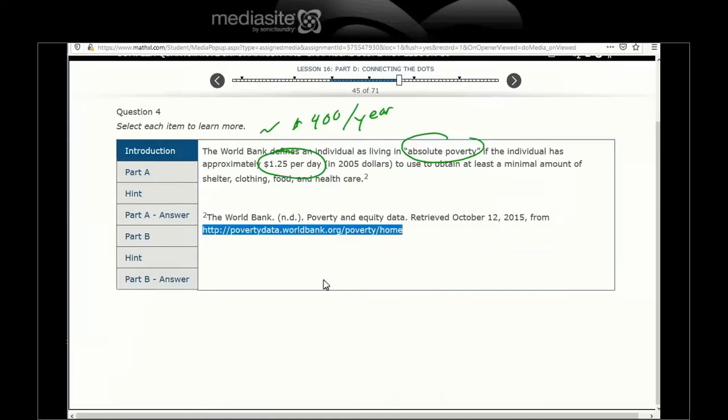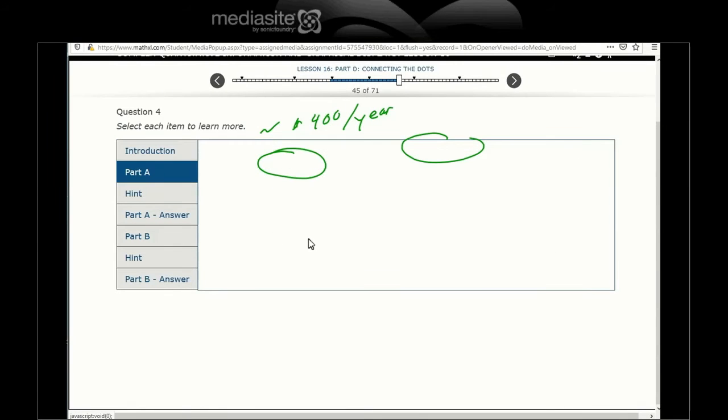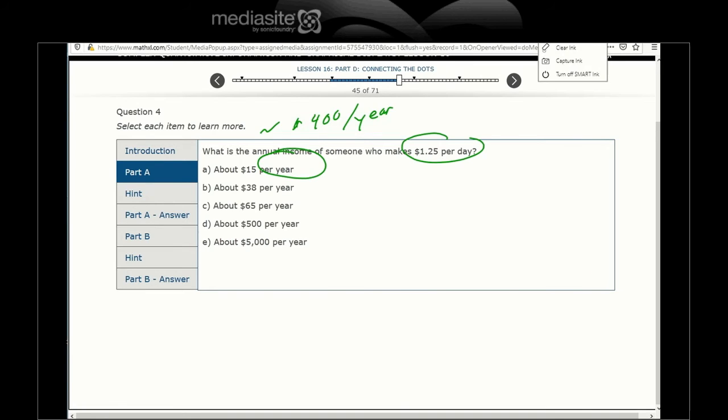Have caught up, just going to do questions. So part A. What is the annual income of someone who makes $1.25 per day? And I said 400. Let's do better math. I was just swagging it.